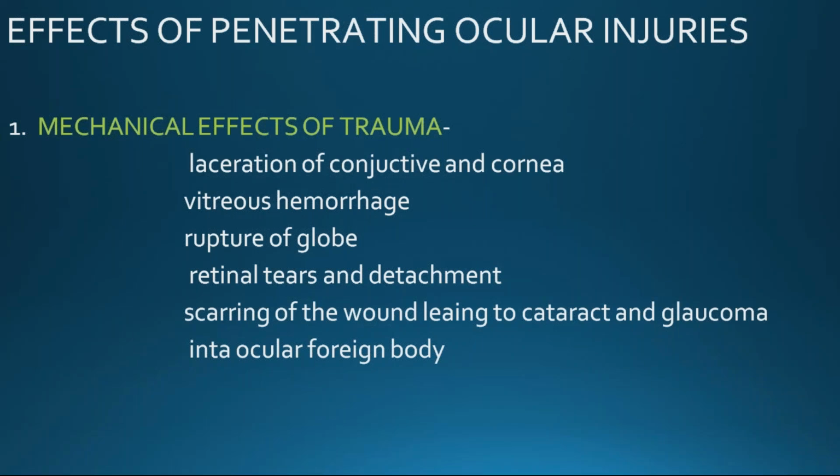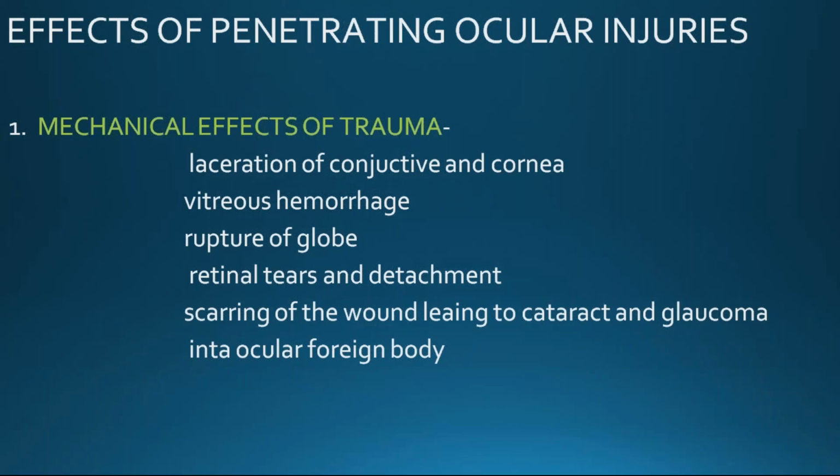What are the mechanical effects of trauma? Mechanical effects include laceration of the conjunctiva and cornea. It can result in vitreous hemorrhage. It can cause rupture of the globe. It can cause retinal tears and detachment.